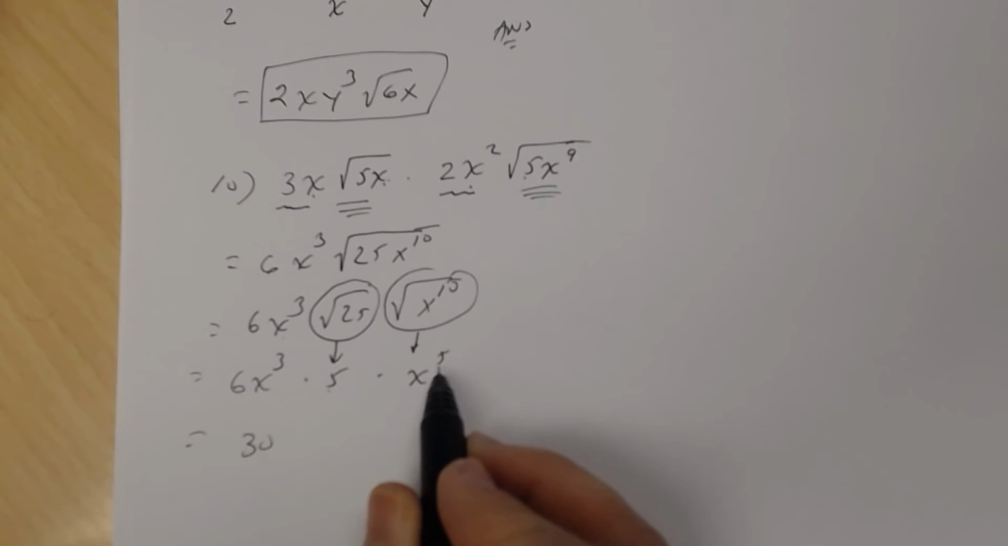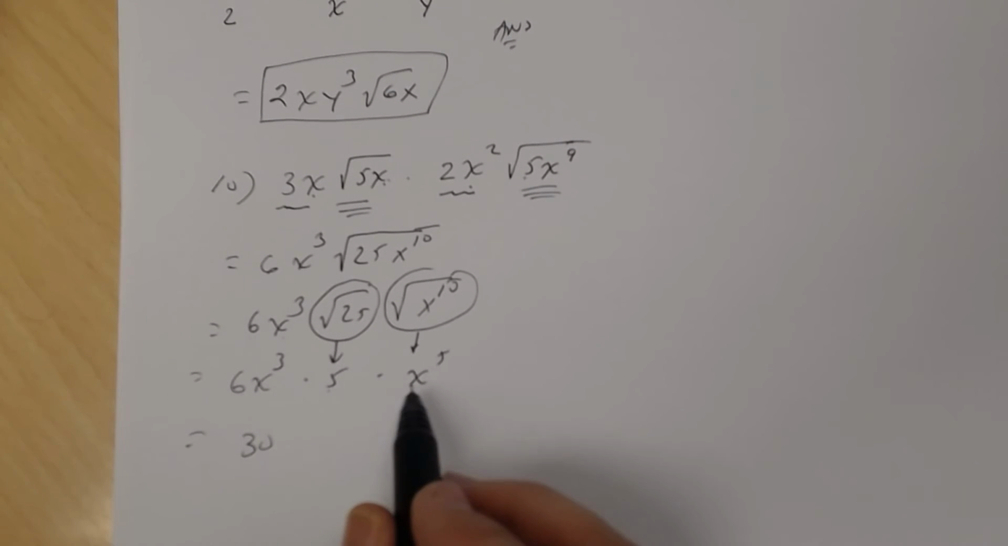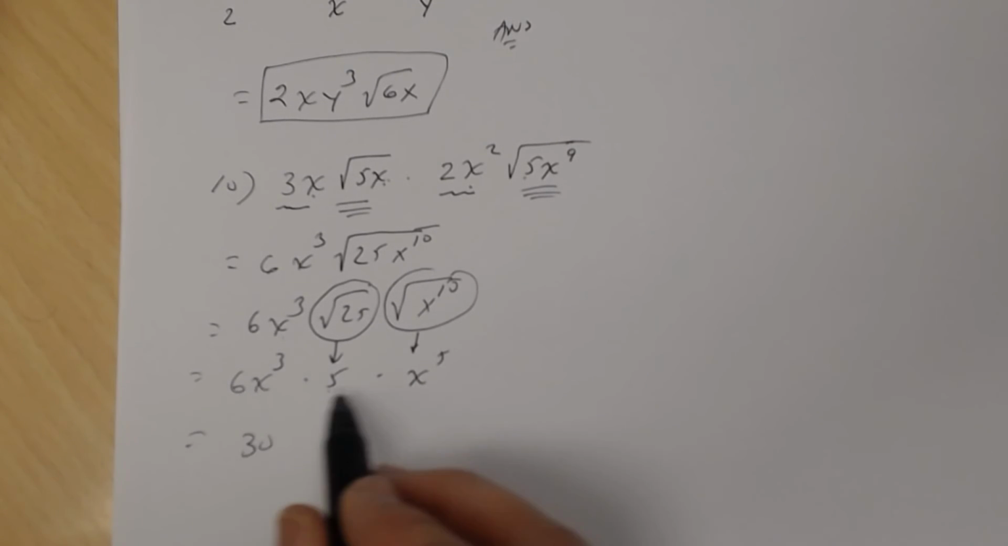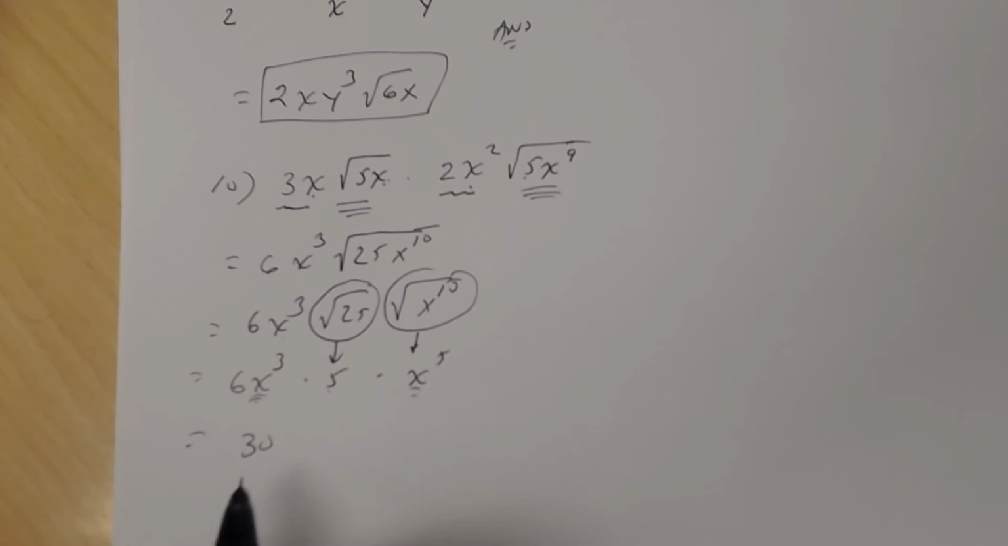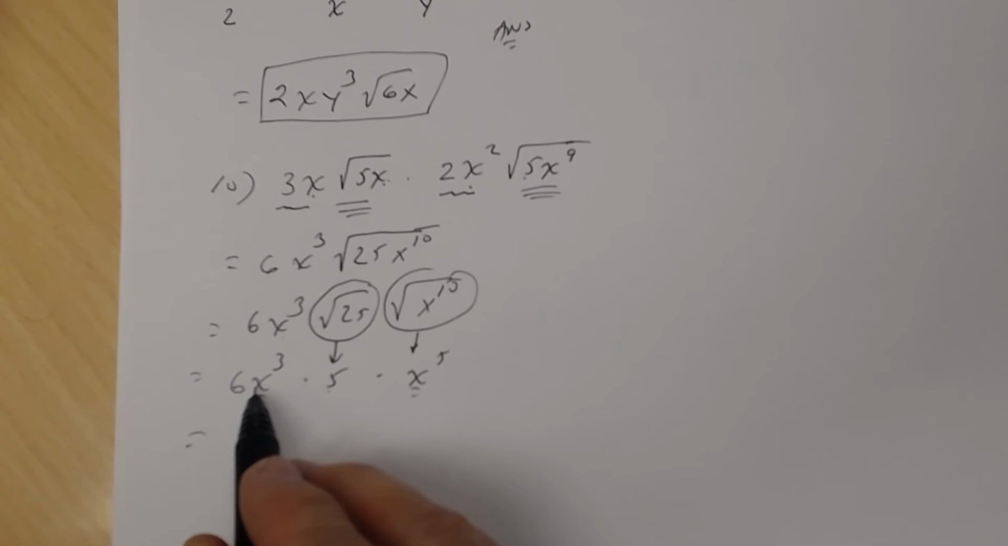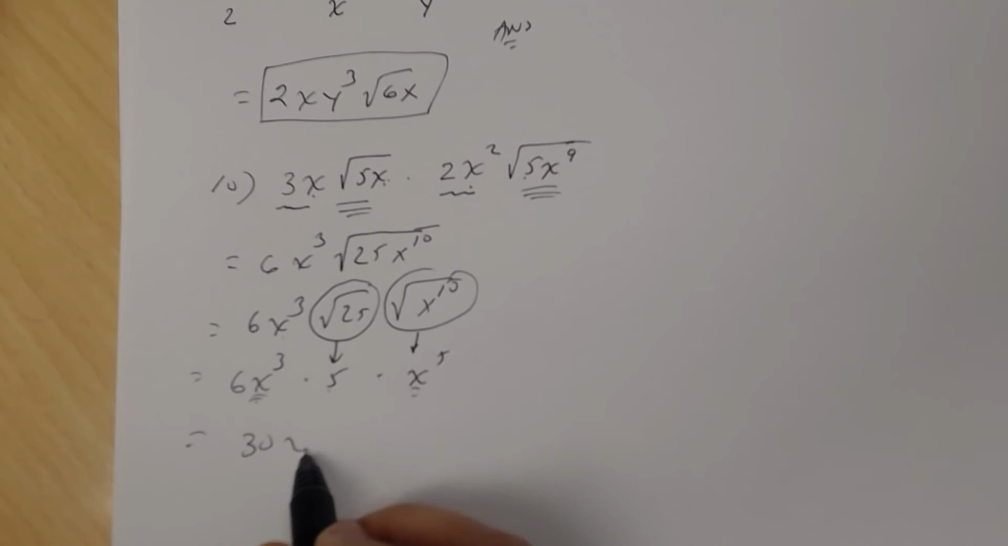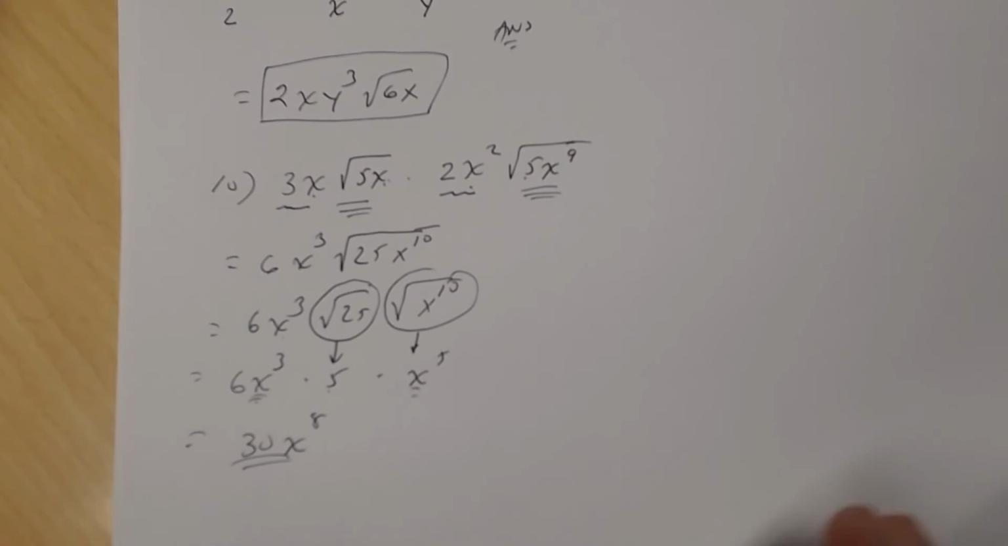X cubed times x to the 5th. So remember, you multiply like bases. See the base x, they're the same. So when you multiply like bases, you add exponents. 3 plus 5 is 8. So I have 8 factors of x here. So 30 x to the 8th. So there's your answer.